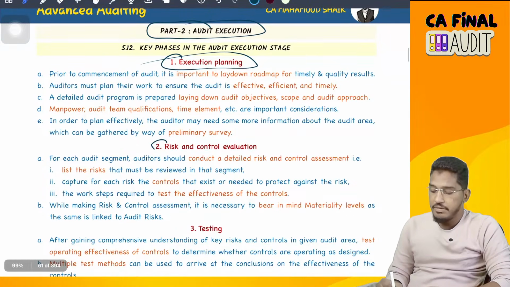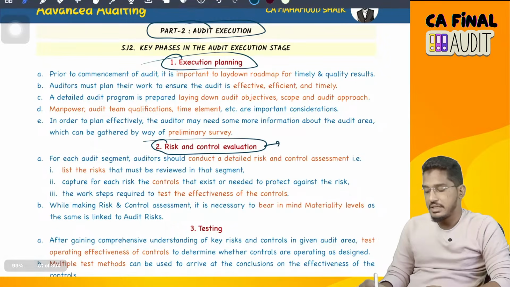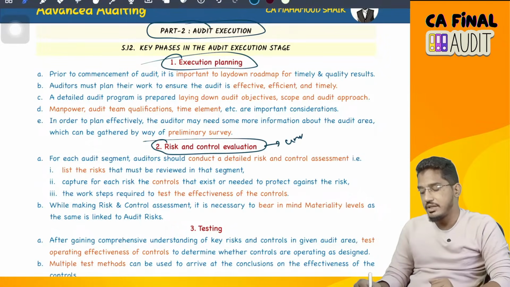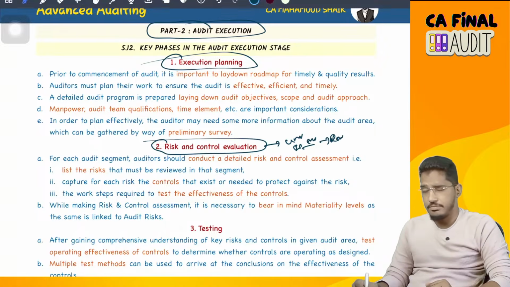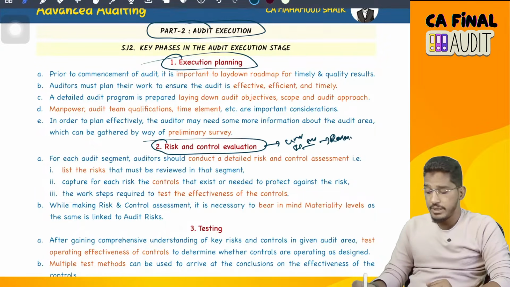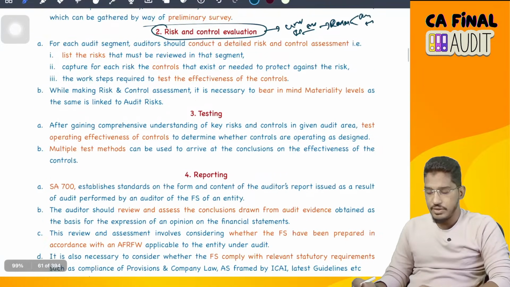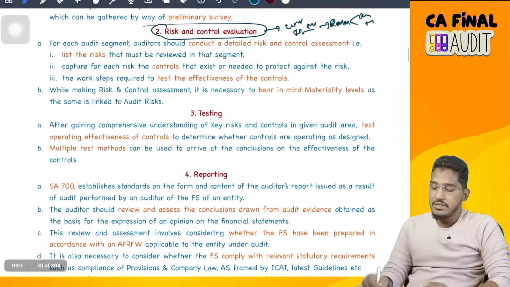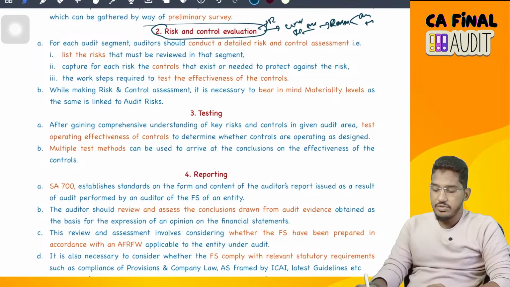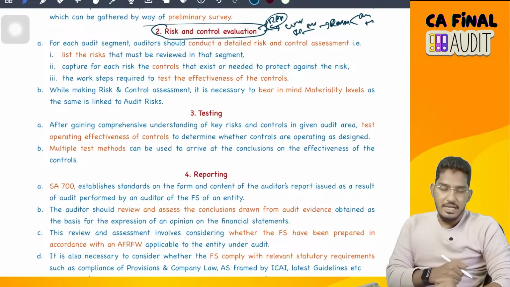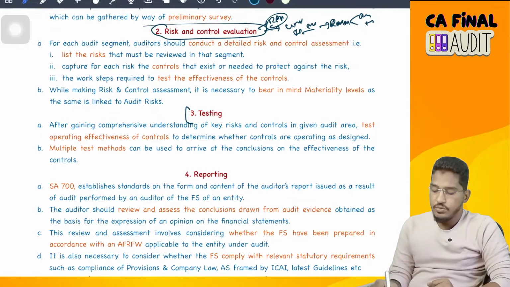Once we are done with the planning, then we do risk and control evaluation, basically risk assessment procedures: understanding the entity, understanding internal control, understanding the environment, identifying the risk of material misstatement, and assessing that risk of material misstatement. So that risk and control evaluation we will do. Once that risk and control evaluation is over, then we do the actual testing.